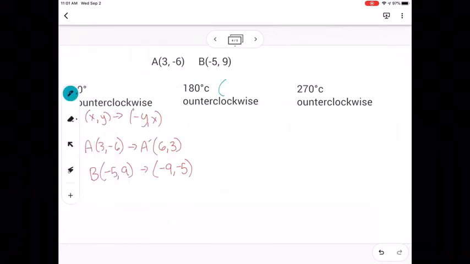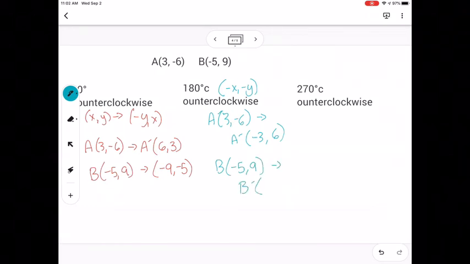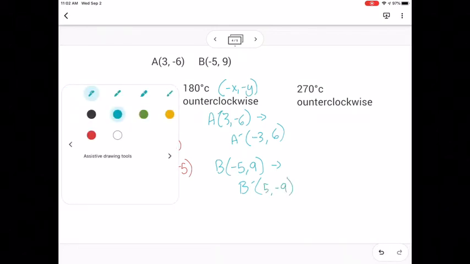For 180 counterclockwise, we'll do negative x, negative y. So A starts at 3, negative 6. A prime will be negative 3, positive 6. And B goes from negative 5, 9 to 5, negative 9.